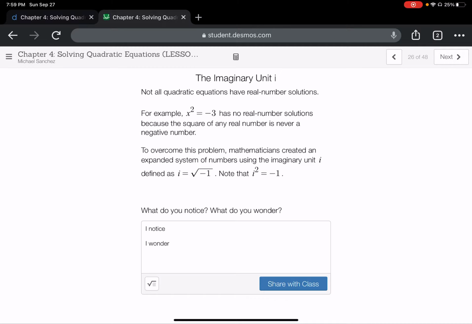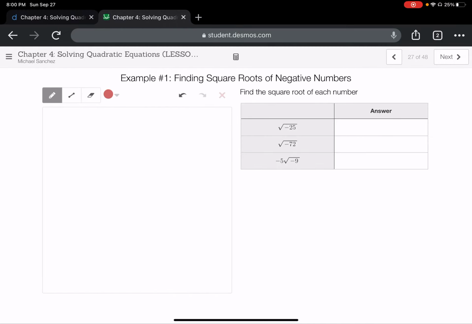To overcome this problem, mathematicians created a new number system that included an imaginary unit i, and we defined i as the square root of -1. So i simply means the same thing as the square root of -1. If we do i squared, that's equal to -1. That's the rule for imaginary numbers. I'm going to use that idea to solve these square roots.